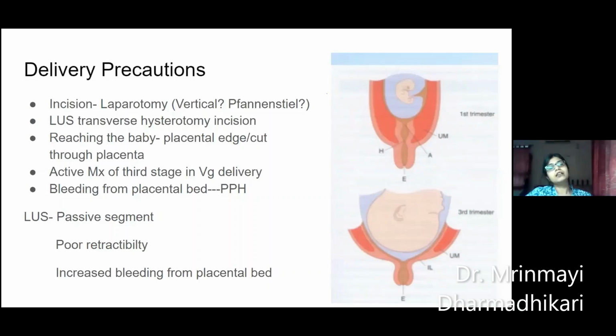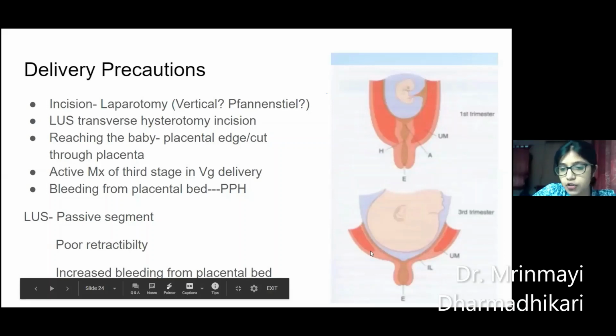Now for a vaginal delivery, active management of the third stage of labor should be done. Why? Because all patients of placenta previa are at a very high risk of postpartum hemorrhage. Let's take a look at why. I've already shown you what a lower uterine segment is. It is not surrounded by myometrium. This is the lower uterine segment.